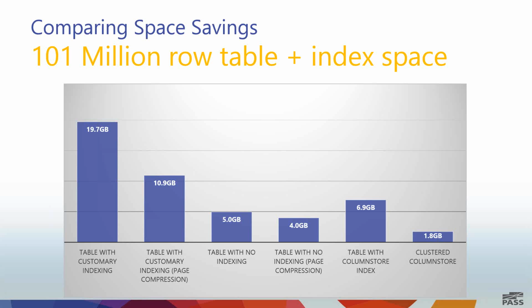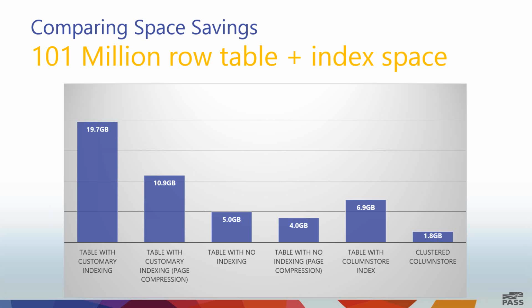So you're taking that base table and you're adding non-clustered column store indexes across all the columns in it. That's only 6.9. That's a lot less than the 10.9 with the table with customary indexing. It's probably going to perform really well, but what you have there is the base table and then the non-clustered column store indexes, and they're not updatable.